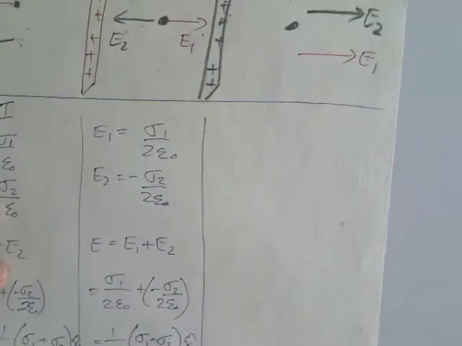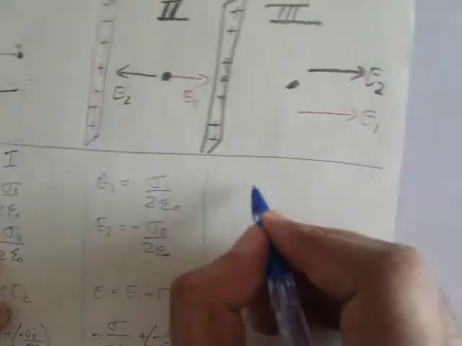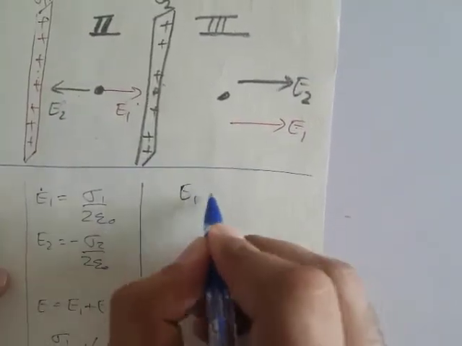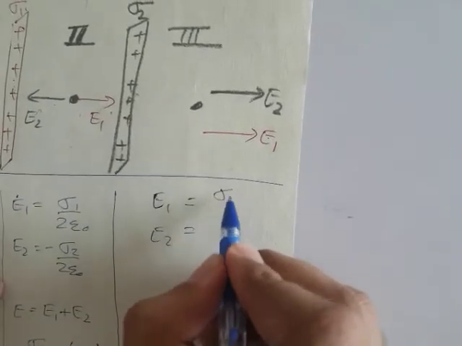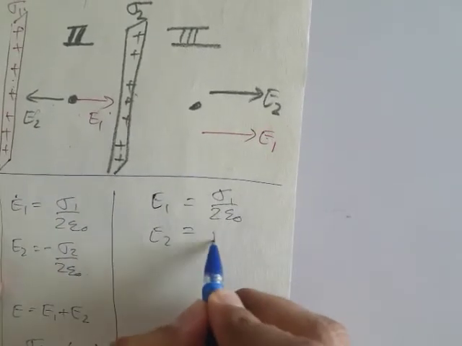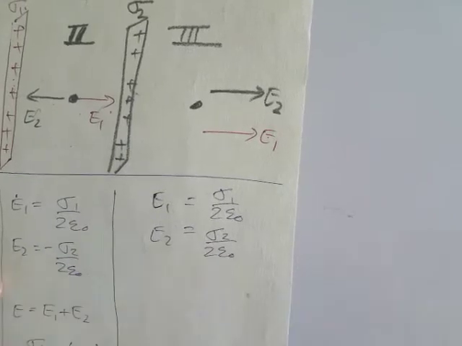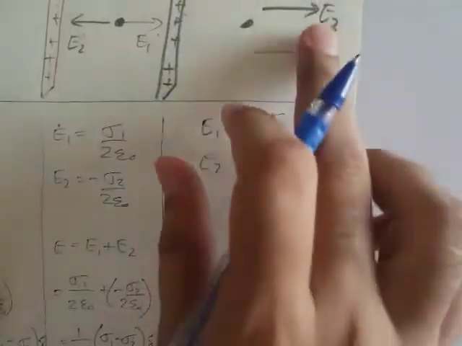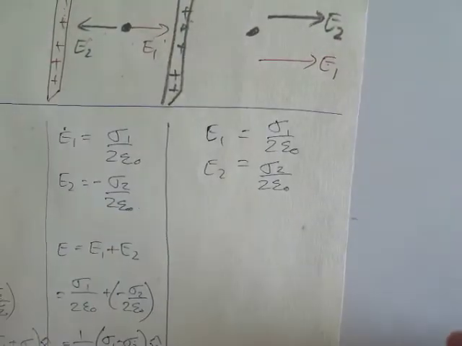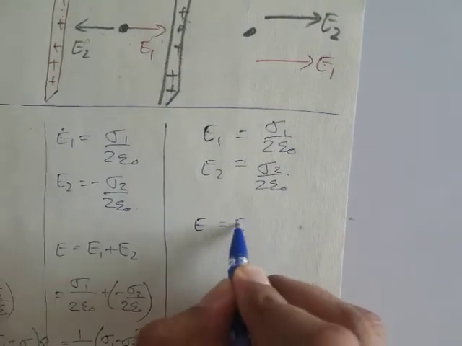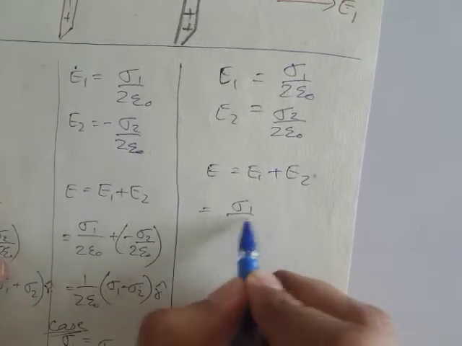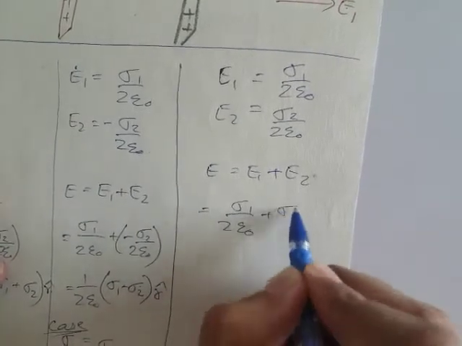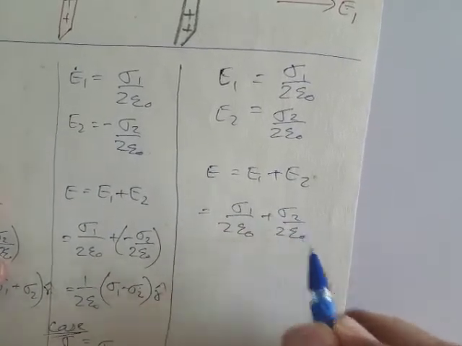Now if we consider the third region, what will be the electric field? Everyone please pause the video and guess. Now sigma 1 upon 2 epsilon naught, sigma 2 upon 2 epsilon naught, and both are in the same direction, so it is positive. By the same superposition, E1 plus E2, we write sigma 1 upon 2 epsilon naught plus sigma 2 upon 2 epsilon naught.